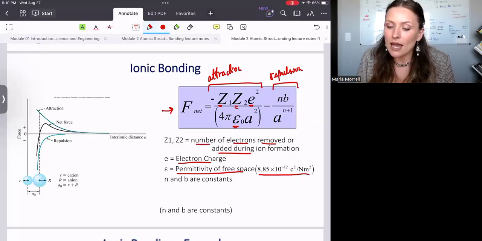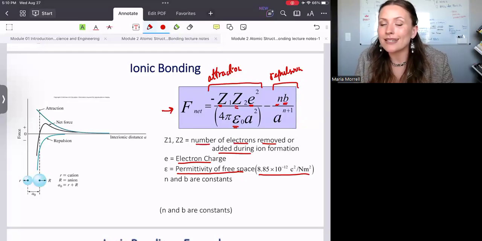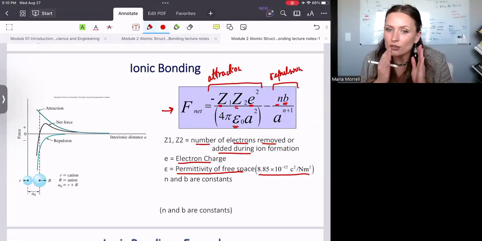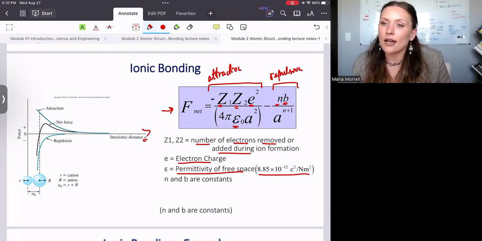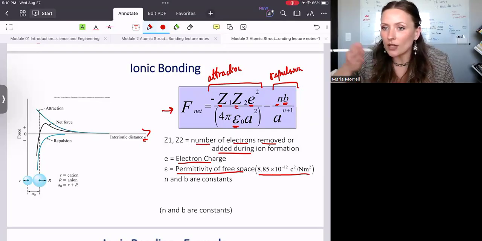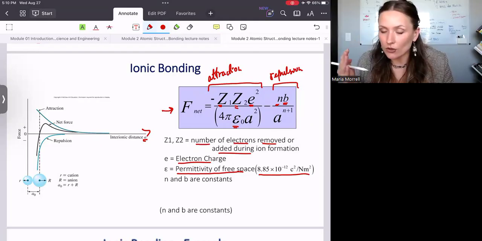You can see this number right here with the units. N and B are constants, and a is the distance, right? And of course, you can change the distance on this specific graph. It's going to be this distance right here. And a is something that you can actually change, or you can estimate. Obviously, if you put the interionic distance in there, then the F net should equal 0, right?